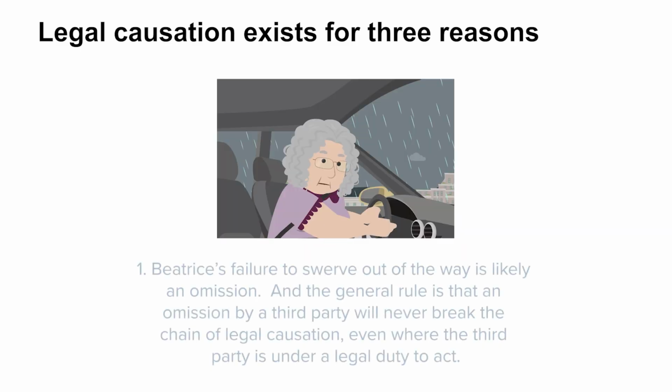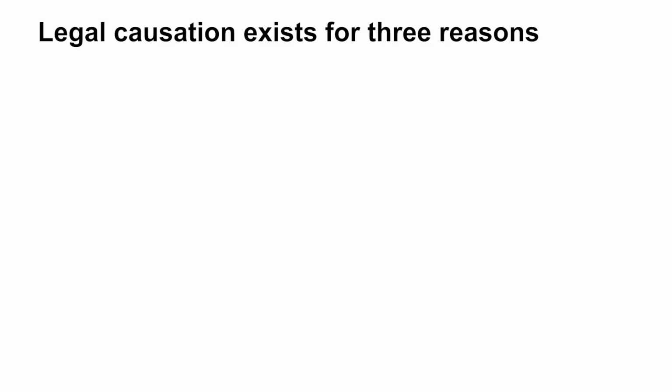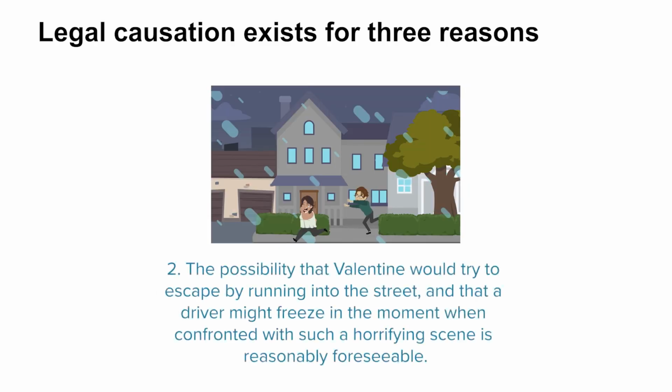First, Beatrice's failure to swerve out of the way is likely an omission. And the general rule is that an omission by a third party will never break the chain of legal causation, even where the third party is under a legal duty to act. Second, the possibility that Valentine would try to escape by running into the street and that a driver might freeze in the moment when confronted with such a horrifying scene is reasonably foreseeable.